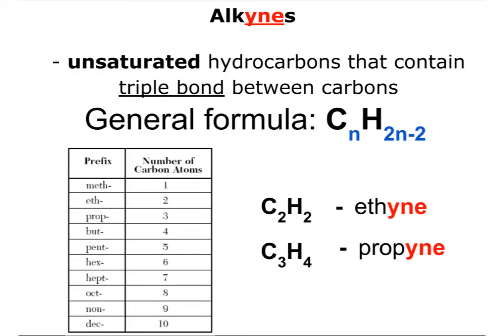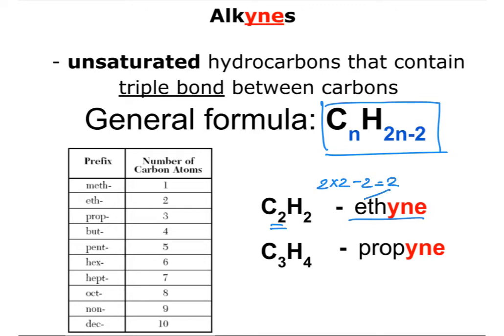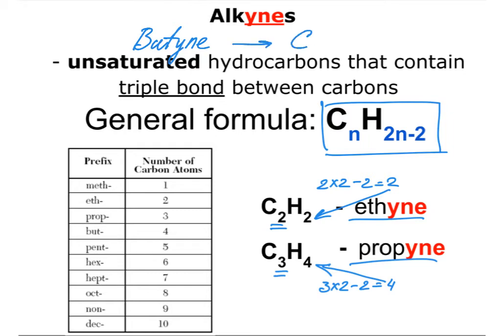Just like alkanes and alkenes, alkynes have their own general formula. Ethyne, 2 carbons, 2 times 2 minus 2, 2 hydrogens. Propyne, 3 carbons, 3 times 2 minus 2, 4 hydrogens. Butyne, 4 carbons, 4 times 2 minus 2, 6 hydrogens.